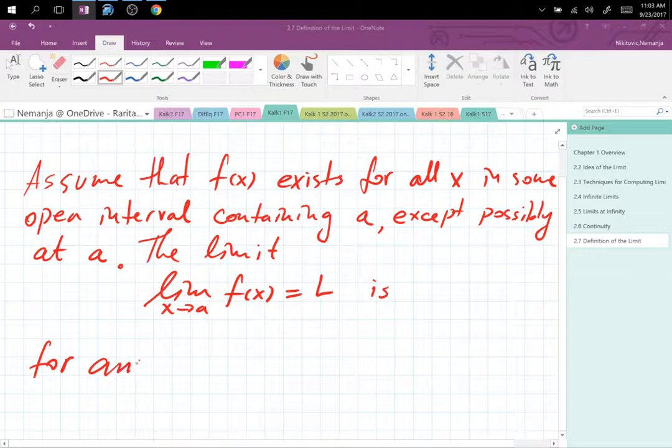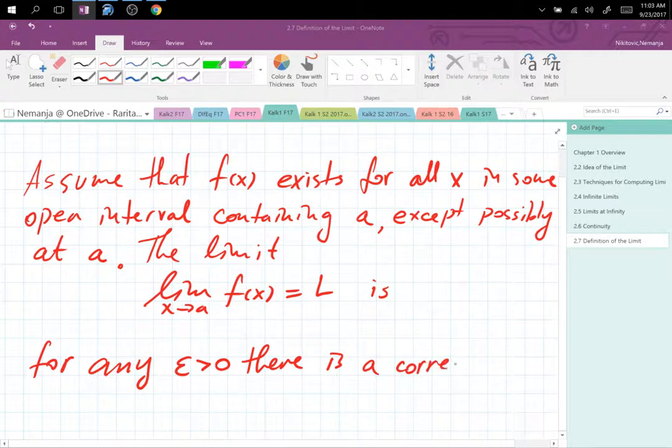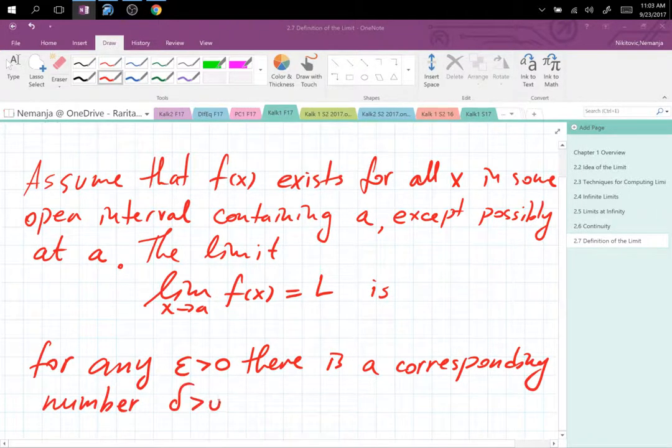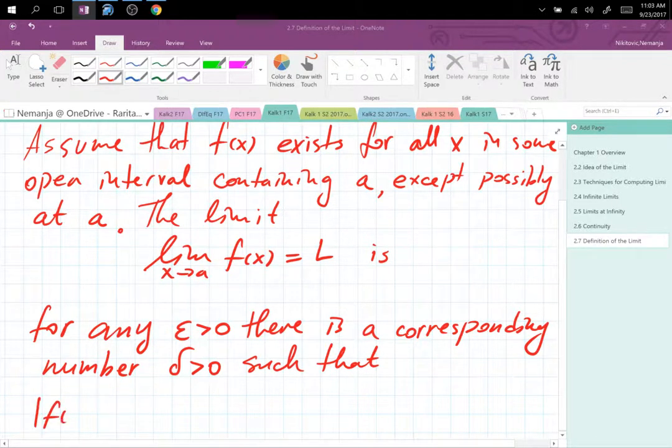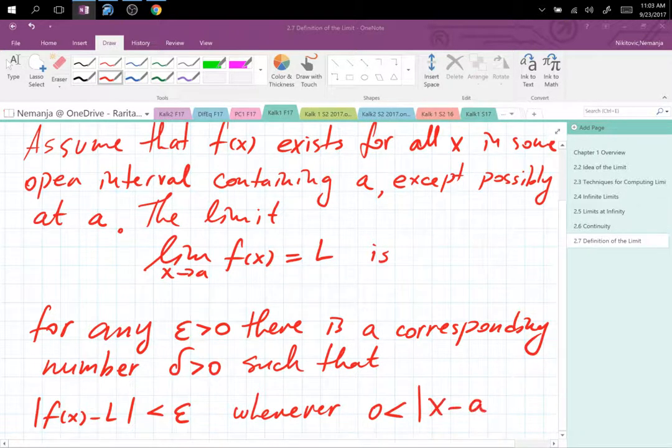for any epsilon larger than 0, there is a corresponding number delta larger than 0 such that the absolute value of f of x minus L is less than epsilon whenever 0 is less than the absolute value of x minus a, which is less than delta.